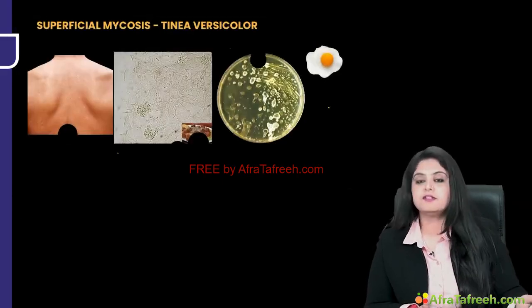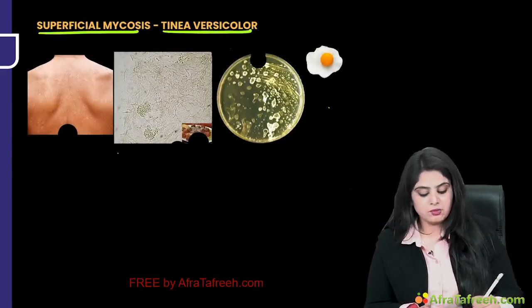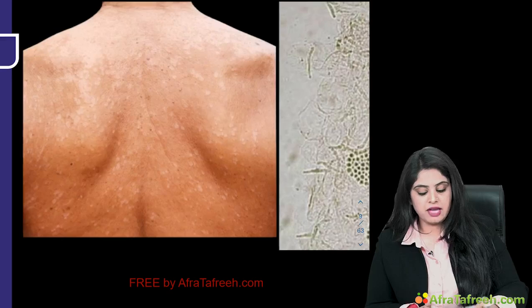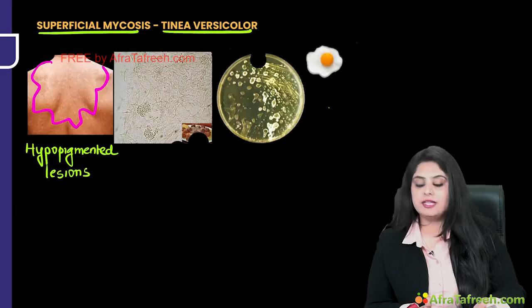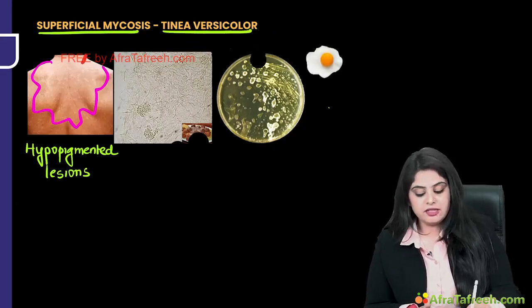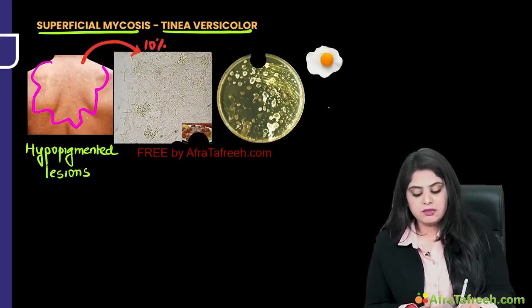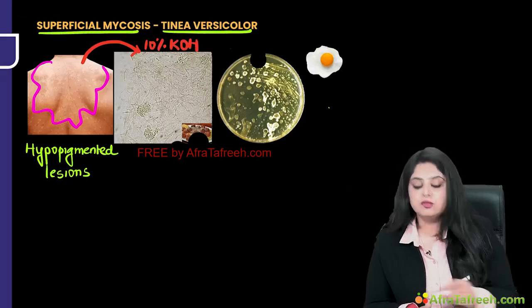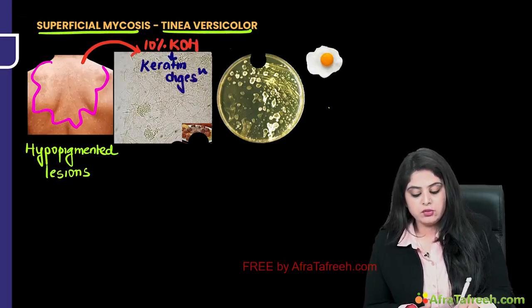Let me start off with the first one on the superficial, that is Tinea versicolor. How is the patient presented? The patient is presented with these hypopigmented lesions. Can you see this hypopigmented lesion over here? Yes. When I do a skin scraping, why is it so transparent? Because I have used 10% KOH. When do I use KOH? K for K. Whenever I want to digest the keratin, I am going to use KOH.